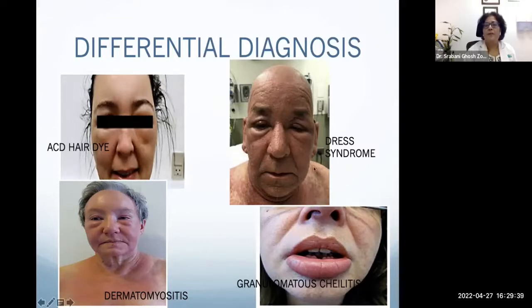DRESS syndrome is a hypersensitivity syndrome where you have facial edema. In addition, there's eosinophilia, there's a systemic syndrome, there's an extensive skin rash. In dermatomyositis, again, the patient can present with facial puffiness. Granulomatous cheilitis usually presents with persistent lip swelling. There can be associated tongue edema as well. Also, superior vena cava syndrome, subcutaneous emphysema, and after facial procedures, patients can develop subcutaneous edema and present as angioedema. So be careful of those differential diagnoses.